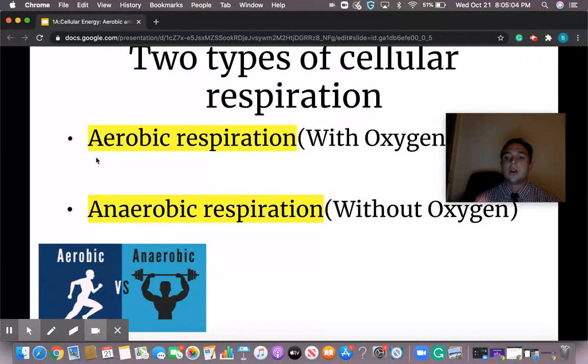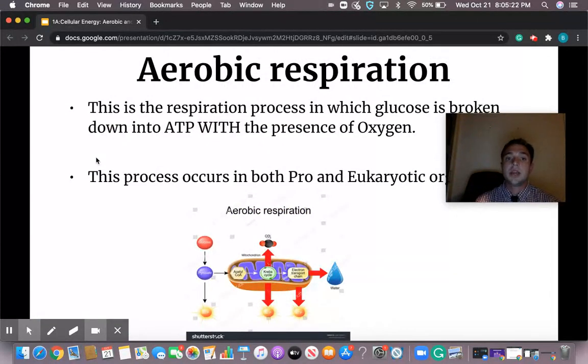So now that we've gone over cellular respiration and know that it is an ongoing process that is constantly occurring, there are two types that occur within our body. It's aerobic, which is the respiration process in which oxygen is available, and anaerobic, which is the process in which oxygen is not available. Today we're going to look at aerobic. So again, this is the respiration process in which glucose is broken down into ATP with the presence of oxygen. This occurs in both prokaryotic and eukaryotic organisms. So organisms that may not have a mitochondria can still undergo this process.